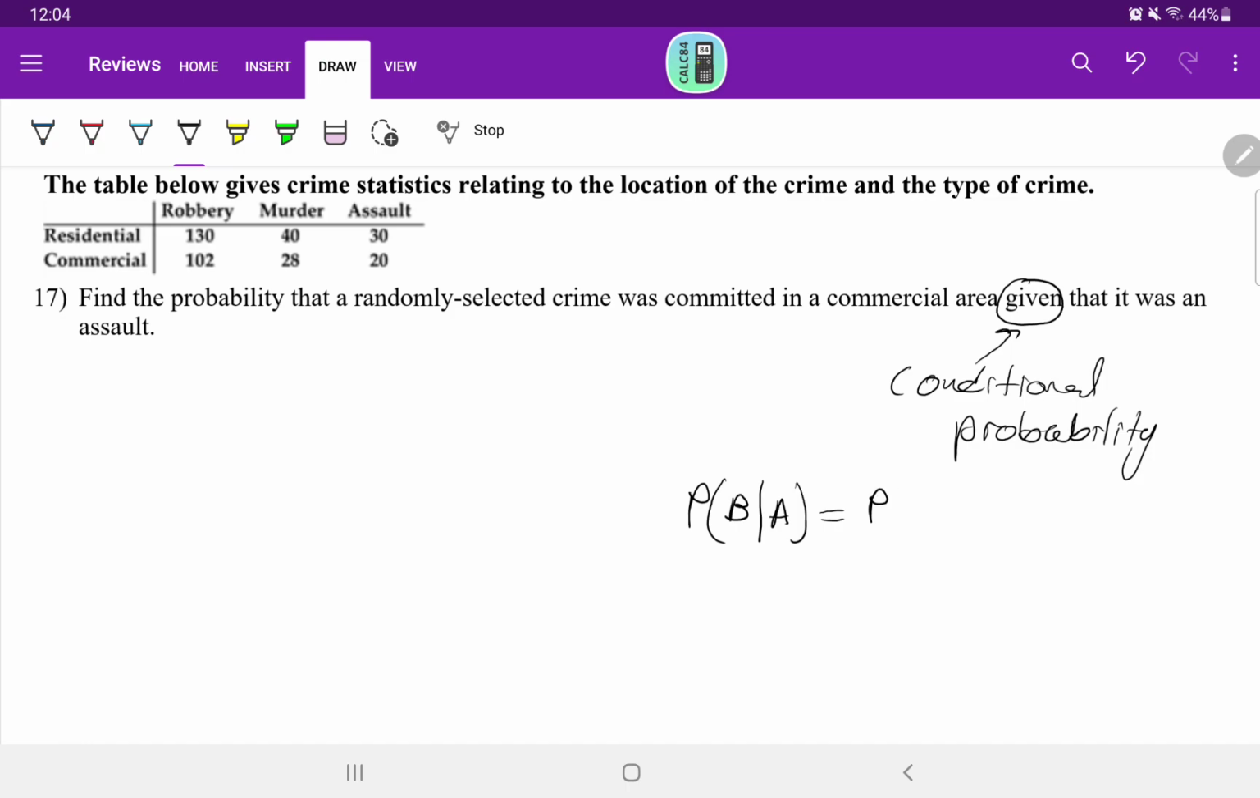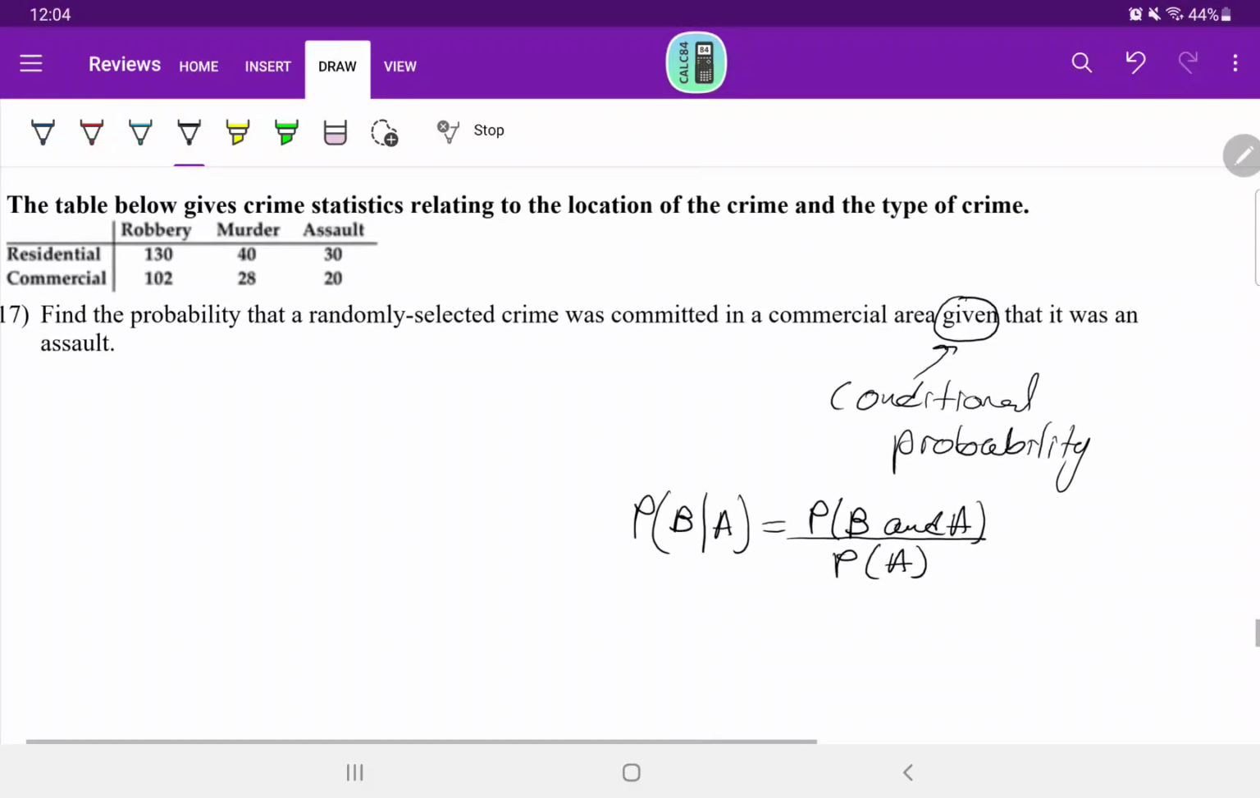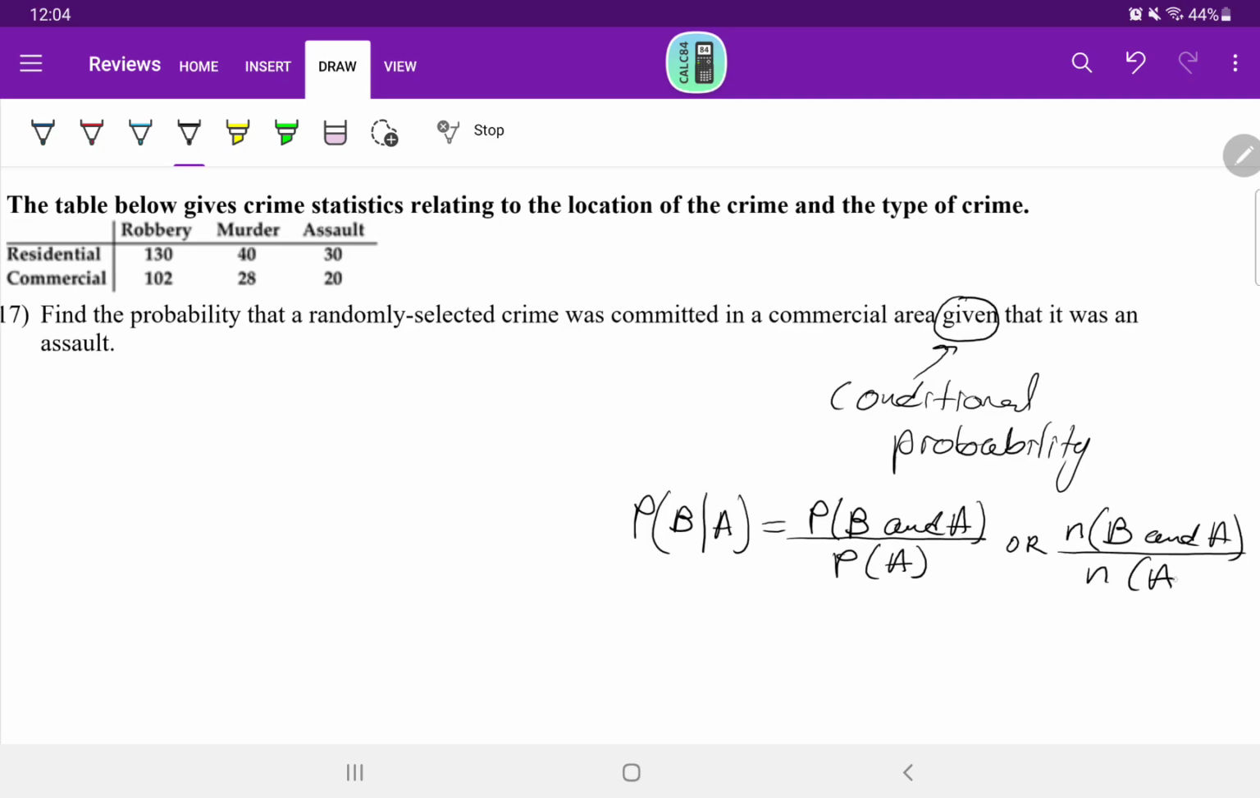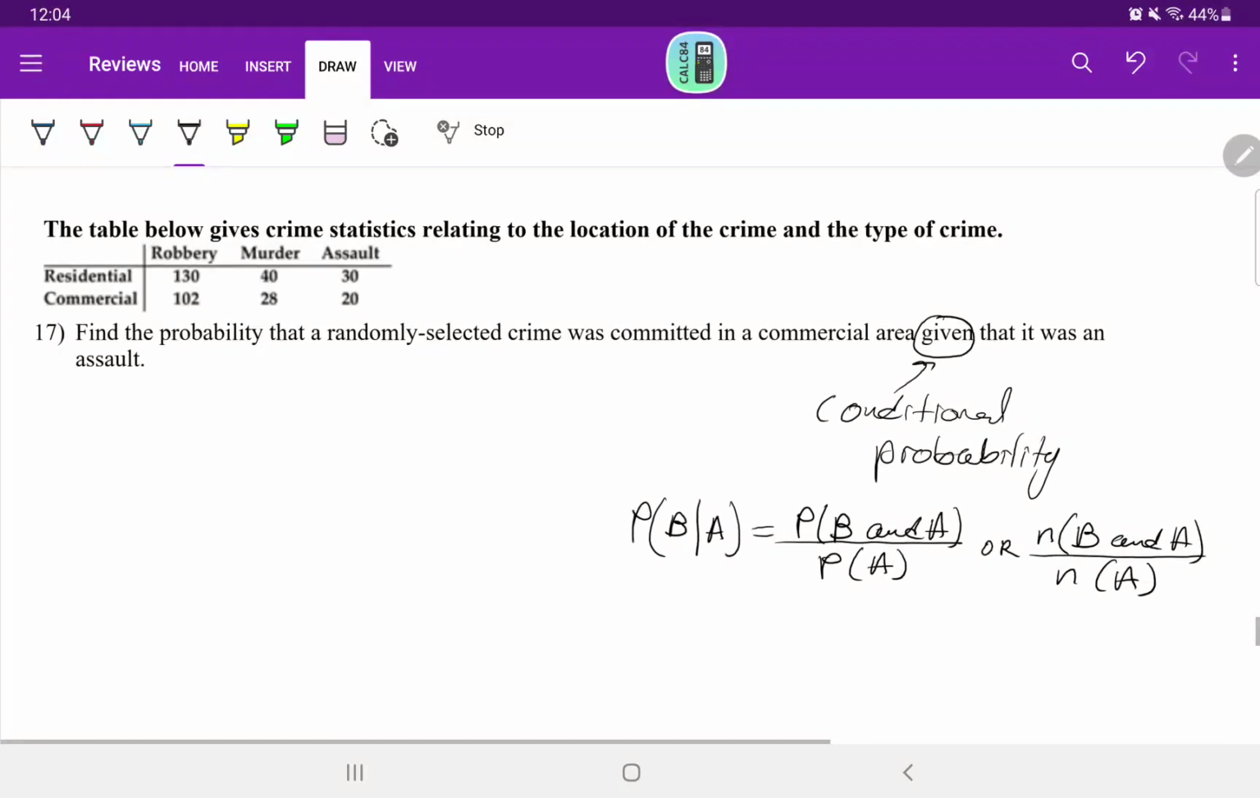That is going to equal the probability of event B and A over the probability of event A. When we're using some sort of table, that can also equal the total of event B and A divided by the total of event A. Once again, this is to find the probability of the second event given the fact the first one already took place.